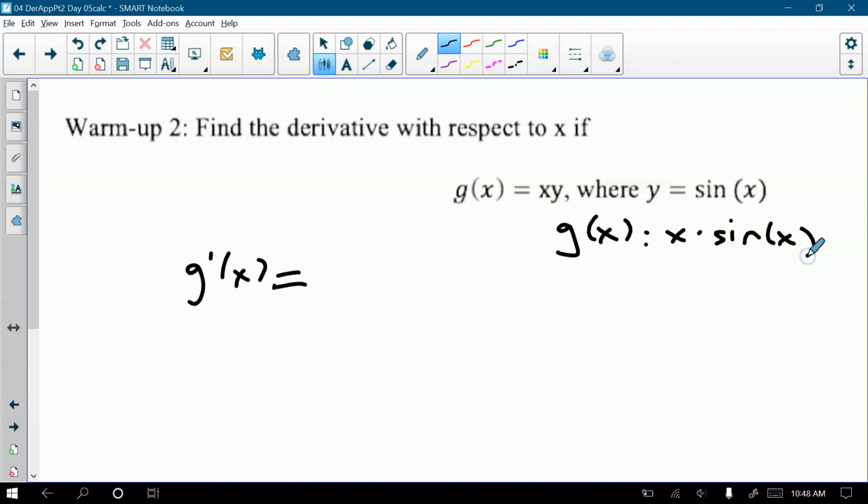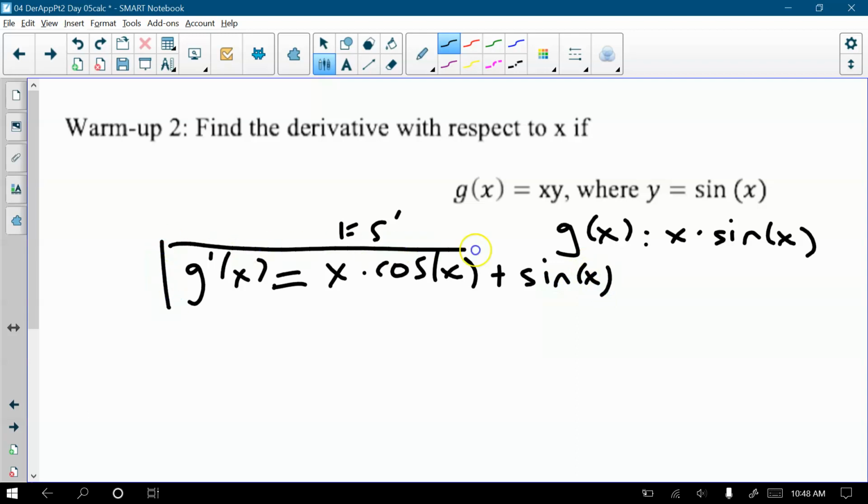So it looks like we're going to need a product rule here, which is going to be x, the first, times the derivative of the second. So s prime. That's going to be cosine x plus the second times the derivative of the first, which is going to be that. There's g prime. Okay.